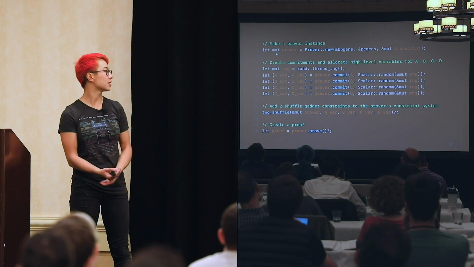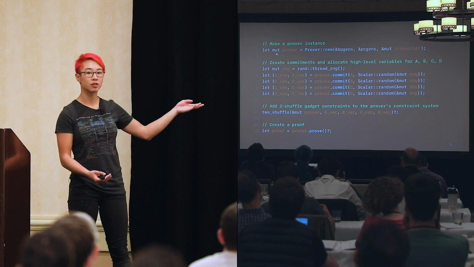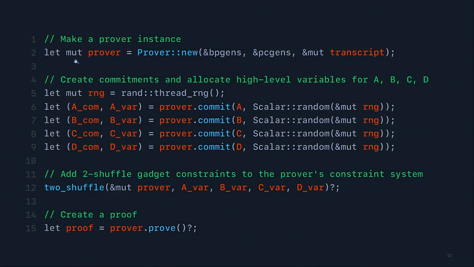Then you pass these high-level variables into this toShuffle function, which is the function we saw on the last slide, as well as your prover constraint system. As we saw, this toShuffle function adds constraints over these variables in the prover constraint system and modifies it such that when you call let proof equals prover.prove, you get back a proof of the validity of these variables given those constraints.